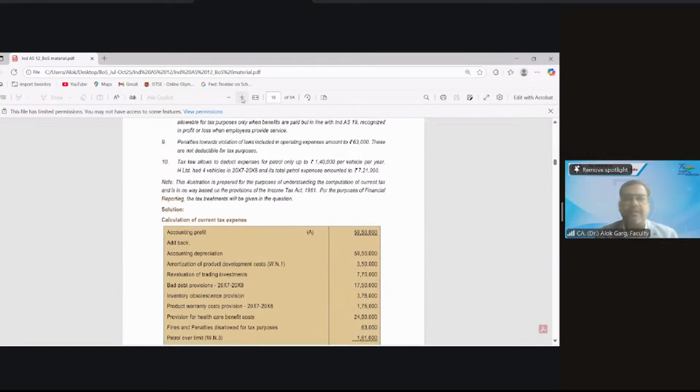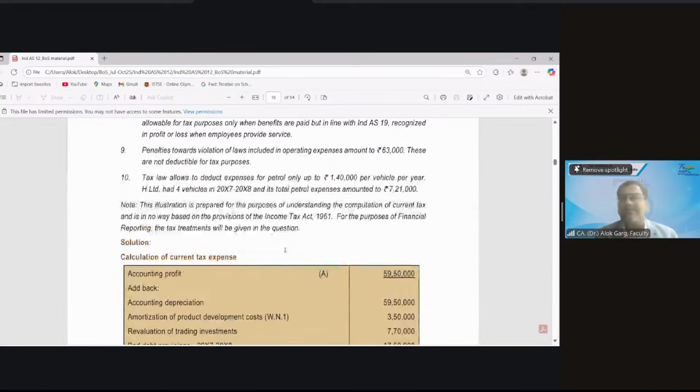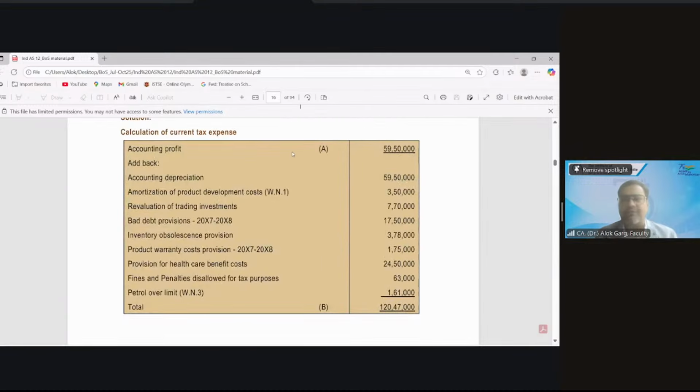You can see one important line in this note. This illustration is prepared for the purpose of understanding the computation of current tax and is in no way based on the provisions of the Income Tax Act 1961. For the purpose of financial reporting, the tax treatment will be given in the question. So they have started with the accounting profit, your profit as per the P&L, and then you have done some disallowance: accounting depreciation you will add and the tax depreciation you will deduct, right? So these things have been done.